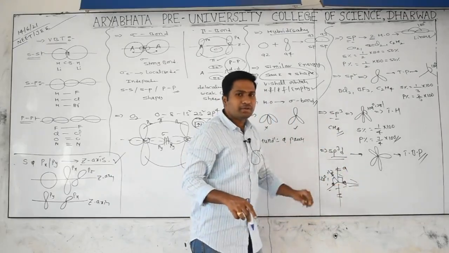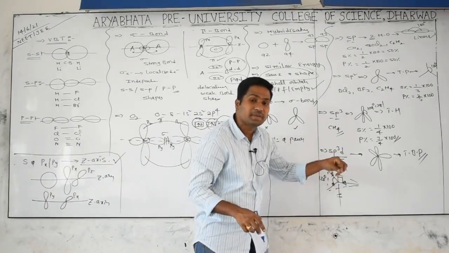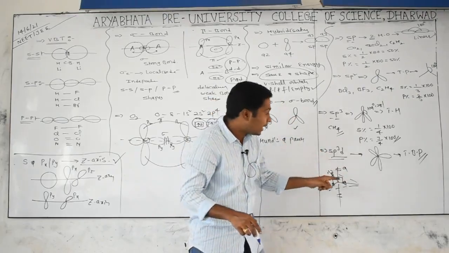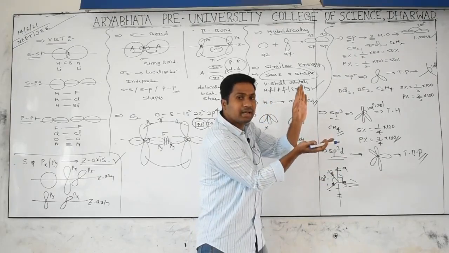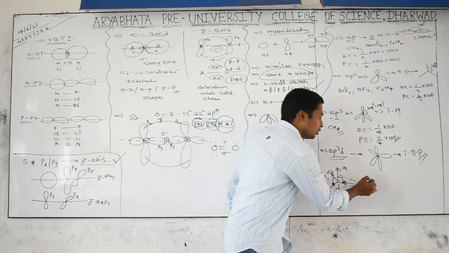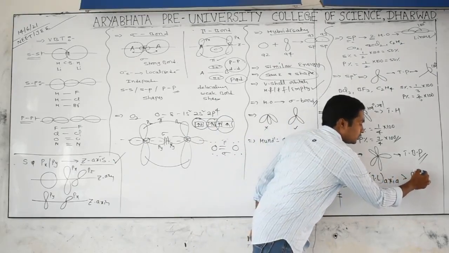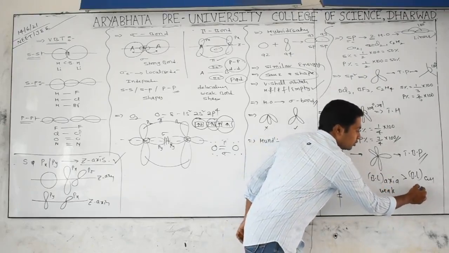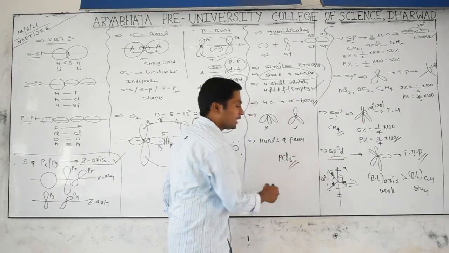Now my question: which are weak? Axial. Why? In PCl5, or in an sp3d hybridized molecule, all bonds are not the same. 3 bonds are equatorial, 2 bonds are axial. Axial bonds make an angle of 90 degrees, the gap is less, so repulsion will be high. Then axial bond length is more than equatorial bond length. So write down: bond length of axial will be more than bond length of equatorial. That's why axial bonds are weak and equatorial bonds are strong. The best example for this is PCl5.